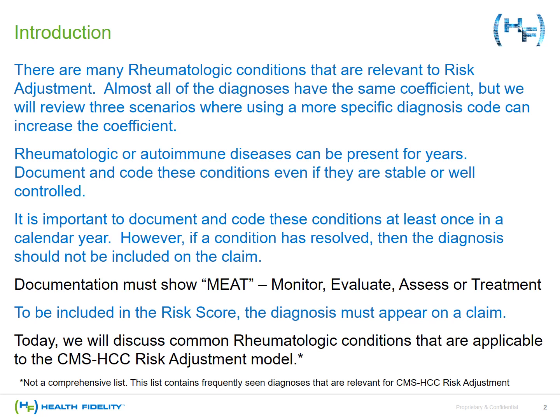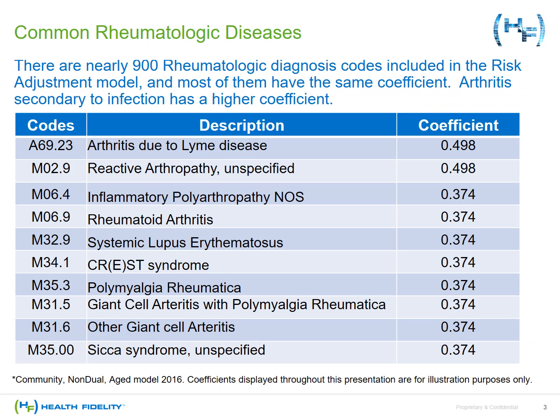Documentation must show evidence of MEET, that you have monitored, evaluated, assessed, or treated the condition. And to be included in the risk score, the diagnosis must appear on a claim. Today, we will discuss common rheumatologic conditions that are applicable to the CMS HCC risk adjustment model.